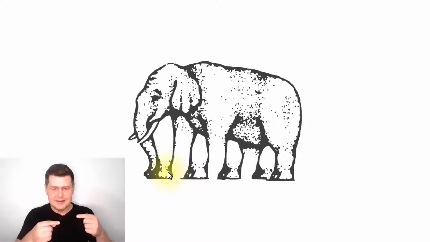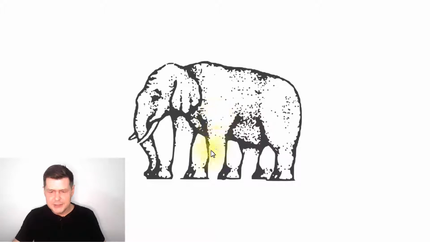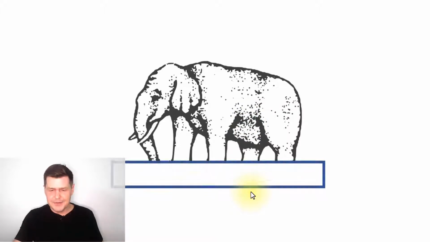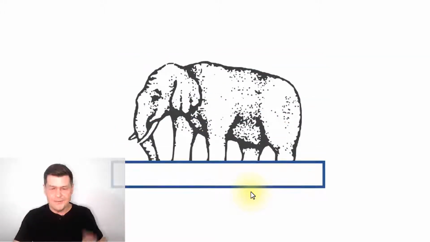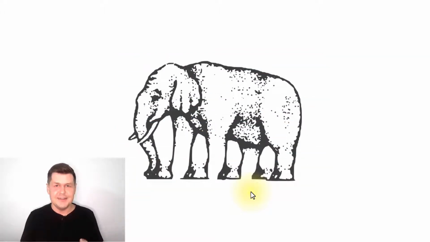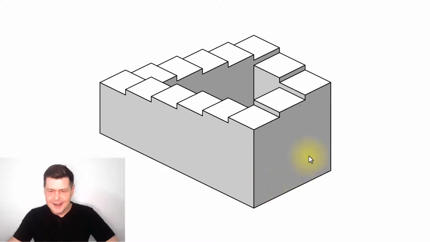This foot, it's not connected to the body, just like these 2 legs have no feet. Also this leg doesn't have a foot either. It just goes nowhere. So this picture doesn't make any sense. It has 5 feet, but 4 legs. So this picture is impossible. So that's another kind of illusion. This is something that is not possible. It can't be real. Here's another kind of illusion like that.